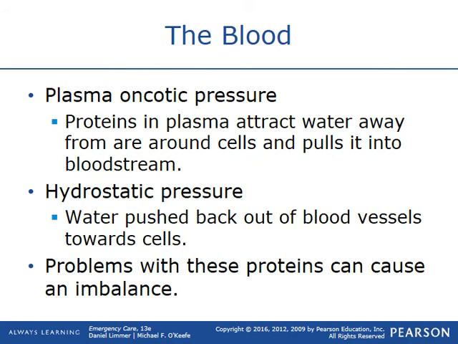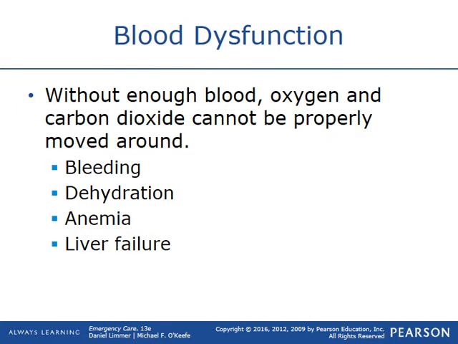When looking at and discussing plasma oncotic pressure, there are proteins in plasma that attract water away from and around the cells, and it pulls it into the bloodstream. Hydrostatic pressure is water pushed back out of the blood vessels towards the cells. If we've got a problem with any of these proteins, this can cause an imbalance. Without enough blood, oxygen, and carbon dioxide, the blood can't be properly moved around. So we're looking at problems associated with this, such as bleeding, dehydration, anemia, or liver failure.